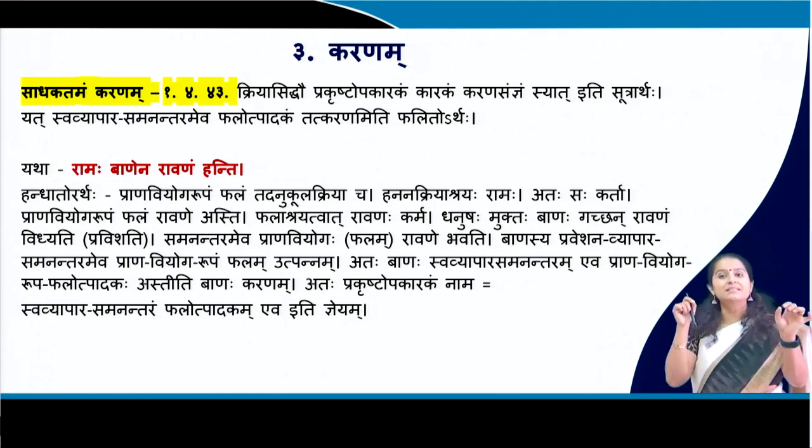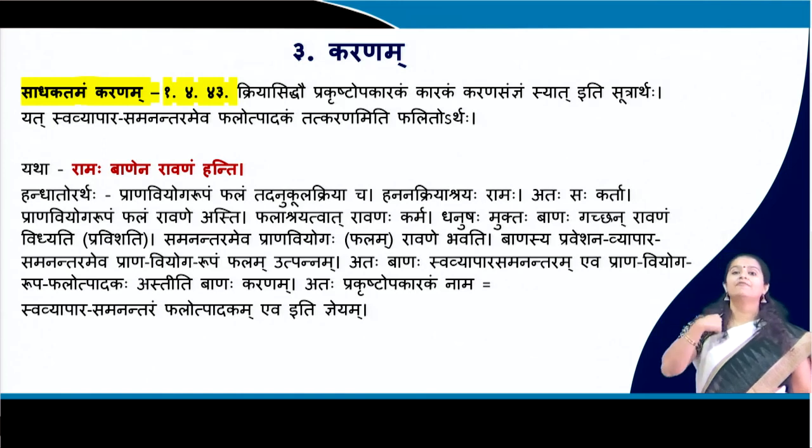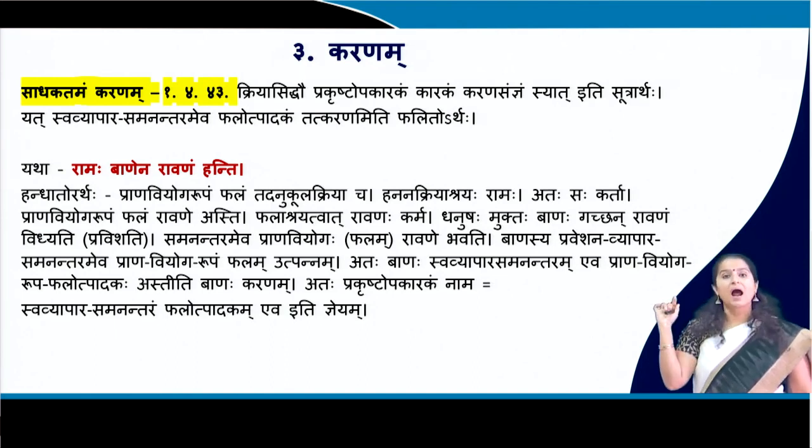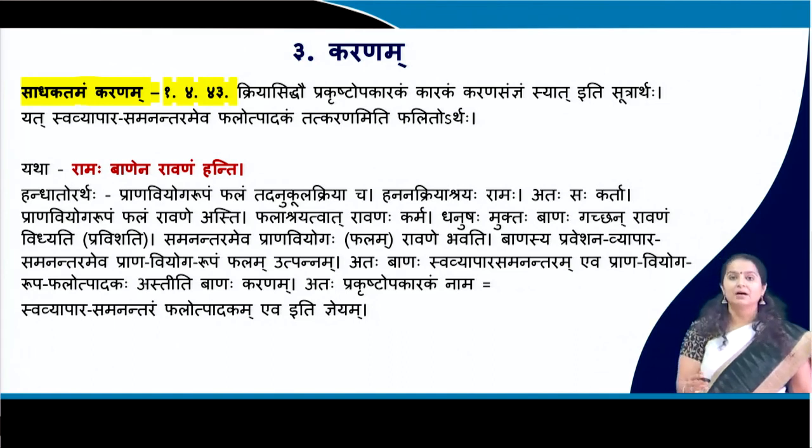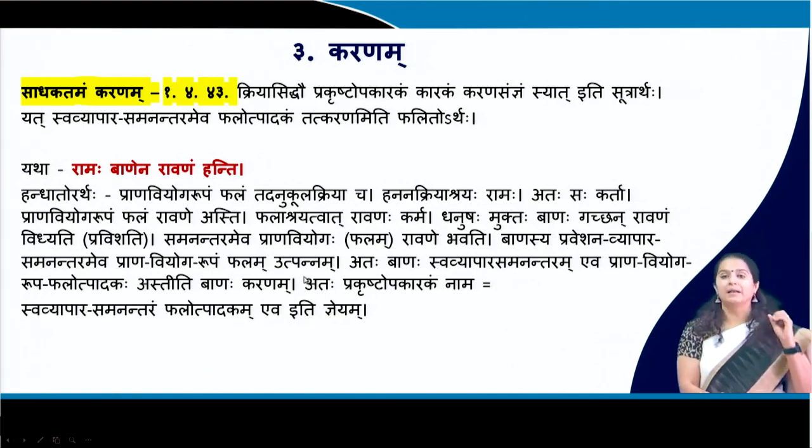The arrow that is released from the bow, Banena. So from the bow, the released arrow, gacchan Ravanam vidhyati pravishati. It pierces him. What happens immediately after? Samanantaram eva prana viyogah phalam Ravane bhavati. That fruit is happening, of the hanana fruit is happening in Ravana. Ataha banasya praveshana vyapara samanantarameva prana viyoga rupam phalam utpannam.